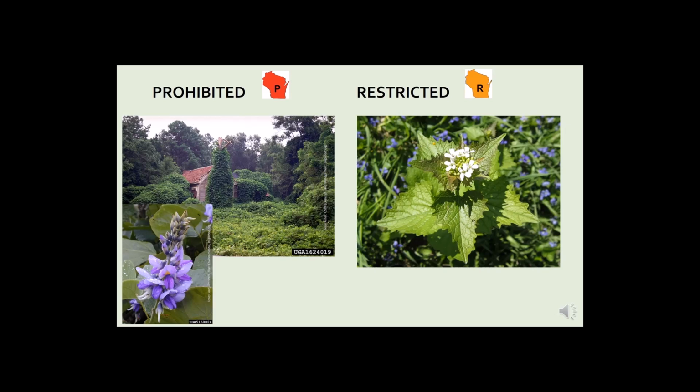Garlic mustard is an example of a restricted species. As I said earlier, it's widespread across the state, and that's the case with many of our restricted species. They're fairly common. Probably most of the invasive species that you recognize are restricted. And if you're interested in seeing the whole list of regulated invasive species, you can visit the DNR website and type NR40 into the search box, and you'll be able to access the list of regulated species.